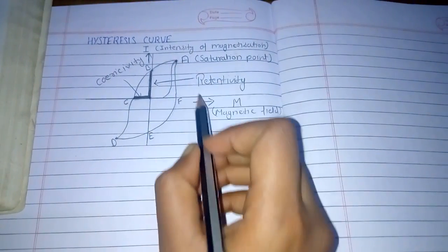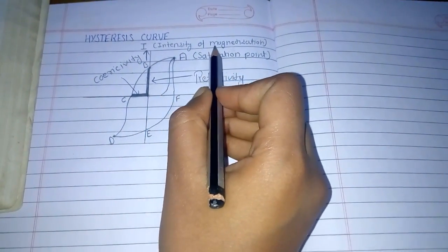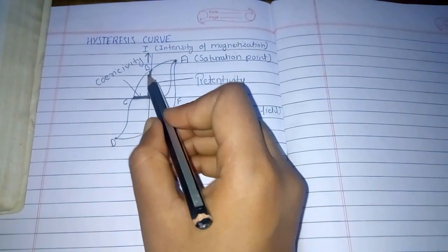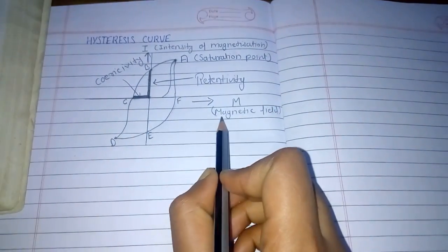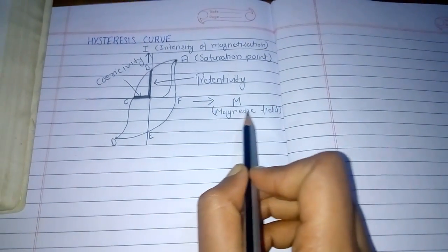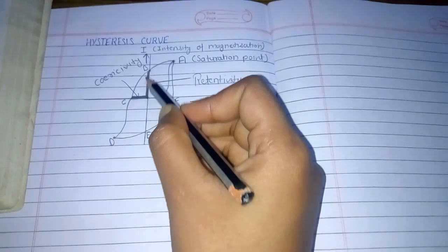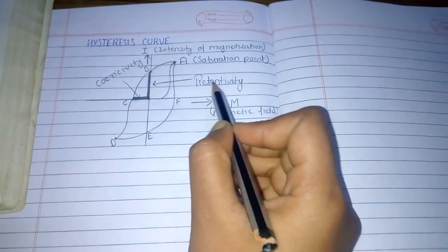After that, when we decrease the magnetic field in the reverse direction, the intensity of magnetization also decreases, but at a certain point the magnetic field becomes zero. As shown in the figure, the magnetic field becomes zero, but there is some value of intensity of magnetization. This value is known as retentivity.